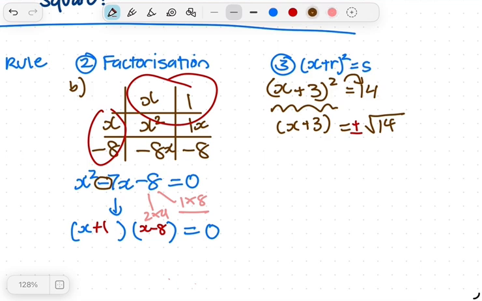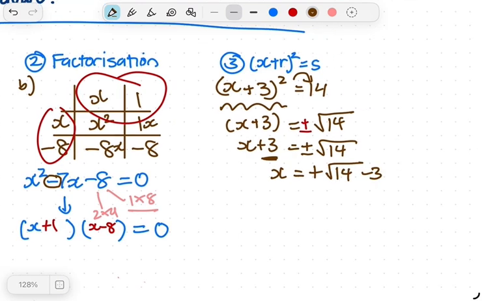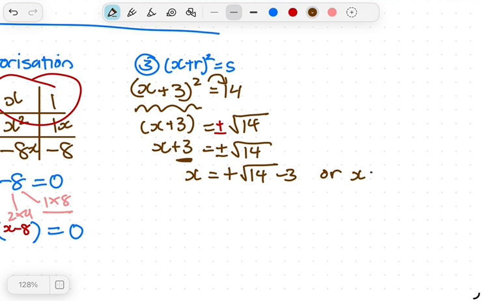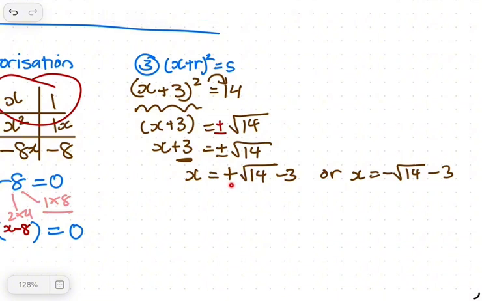Now, when you take x plus 3 equals plus or minus square root 14, is that everything else? No, you still have this 3 here. You just bring the 3 over. So you get, not plus, but for your understanding, x equals plus or minus square root 14 minus 3. This is just for your understanding. You don't have to write the plus symbol here. And there is your answer.